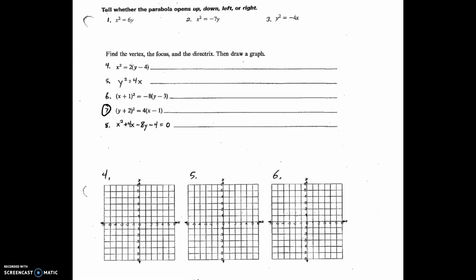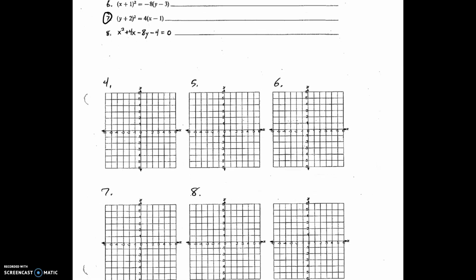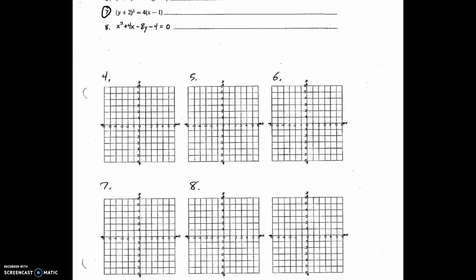In number 7, I see y is squared, so it opens either left or right. I see p is going to be positive because 4p is positive. So I know that it opens to the right. Y squared, so it either opens right or left. P is positive. Boom, opens to the right. Let's move this up a little bit here. So let's put that on the graph.